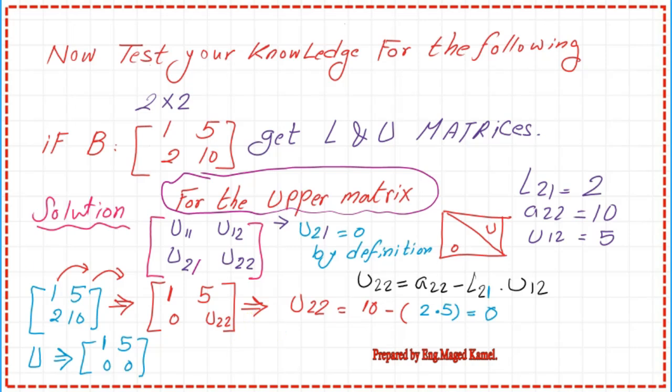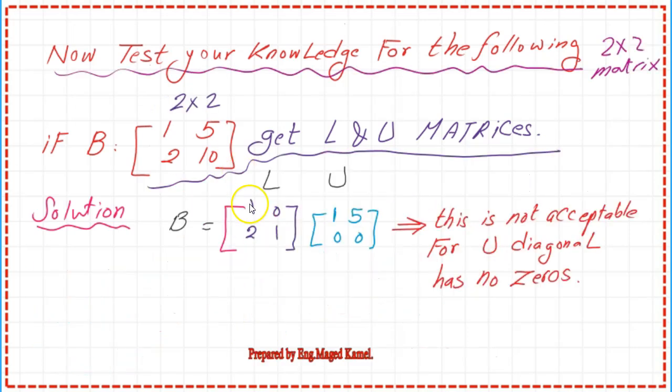We come to the situation where we have 1, 0, 2, 1, and 1, 5, and 0. If we multiply L by U, it will give you the matrix. But since this corner is 0, that cannot be accepted because we have an upper matrix, and U11, U12, and U22 should have a value. So this is not acceptable, and we cannot consider that this matrix has LU matrices.